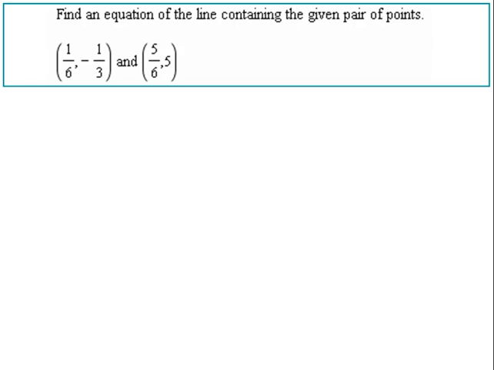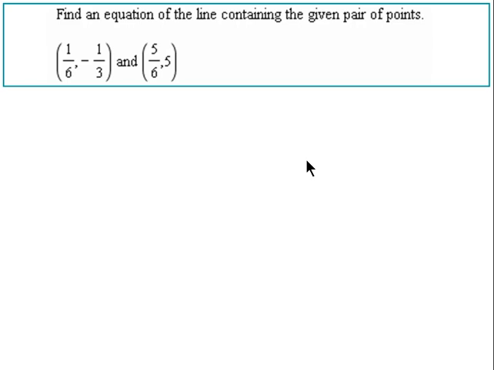Hi, it's Naomi. I wanted to go over this problem that has to do with finding the equation of a line when given a pair of points. This is one that's in the checkpoint. If you're one of my students, problems around number 50 on the week 6 checkpoint will be like this, where you have to find the equation of a line given 2 points.